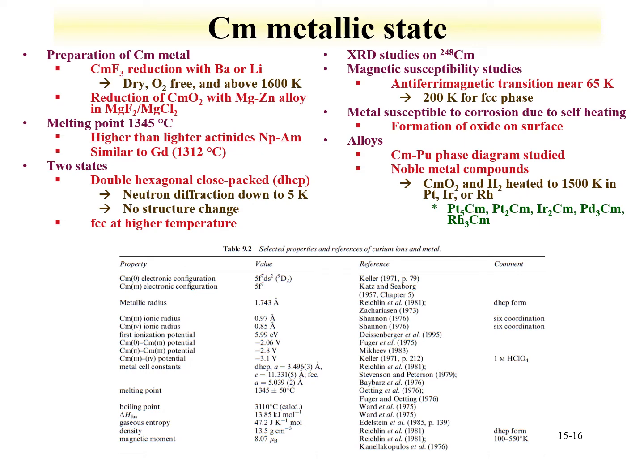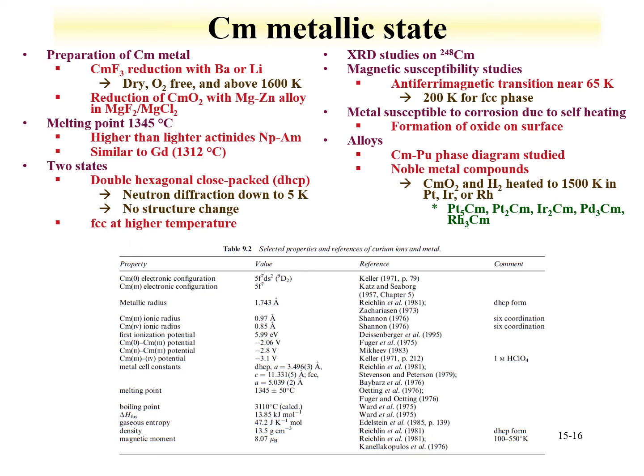Curium metal can be produced very similar to the route that was described for americium, using the fluoride and barium or lithium, or reduction of the curium dioxide with a magnesium zinc alloy. The melting point of curium metal is higher than the lighter neptunium and americium actinides, and it's similar to gadolinium. There are two structures, hexagonal close-packed and face-centered cubic.